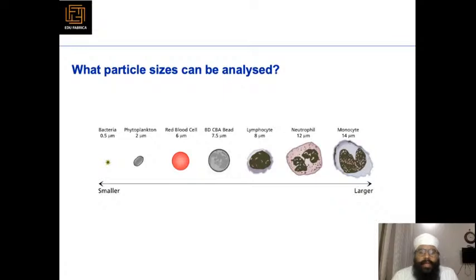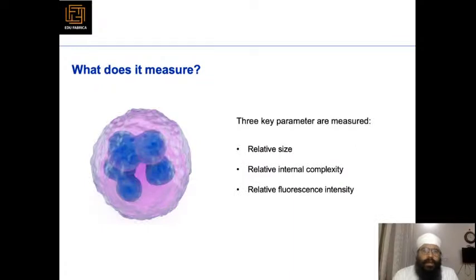And what particle size can be analyzed? You can analyze bacteria, phytoplankton, red blood cells, lymphocytes, neutrophils, monocytes, from smaller to larger. Any size could be measured in this. So what are the three key parameters that are measured? That is relative size, relative internal complexity, and relative fluorescence intensity. So in FACS analysis, relative size, internal complexity, and relative fluorescence intensity are being measured.